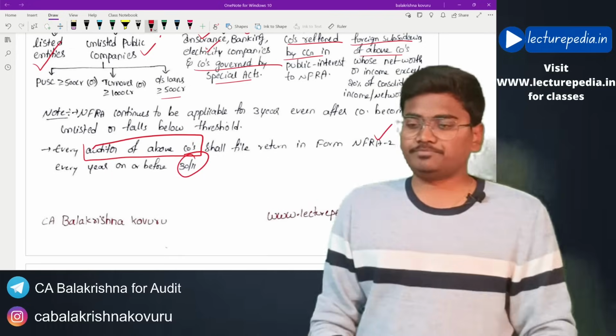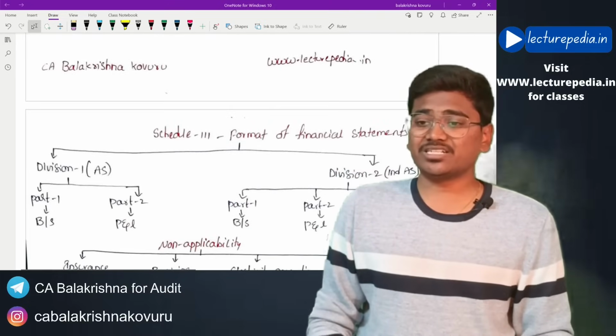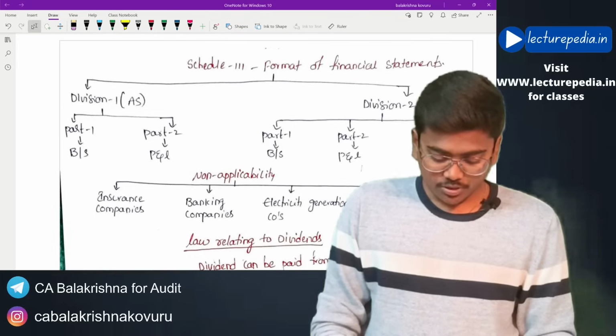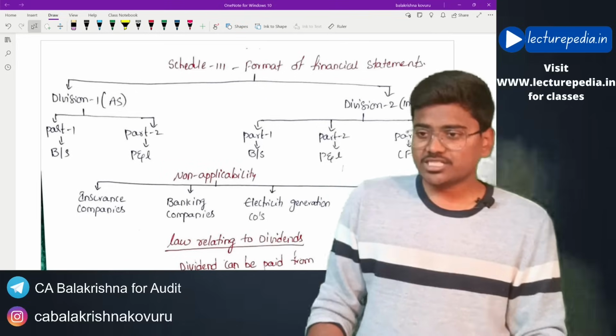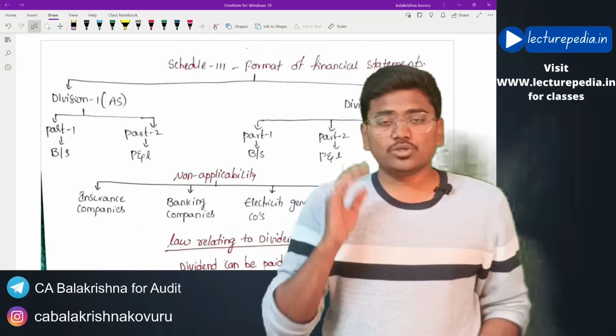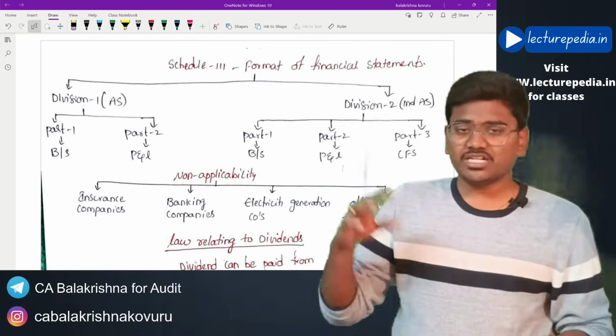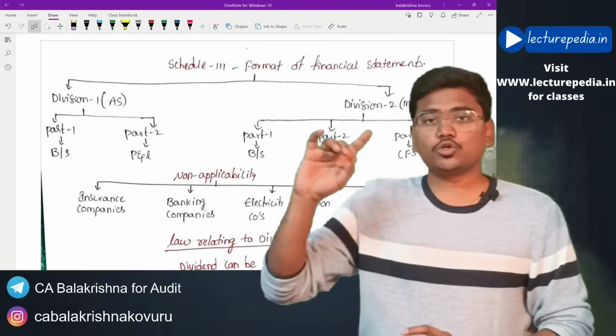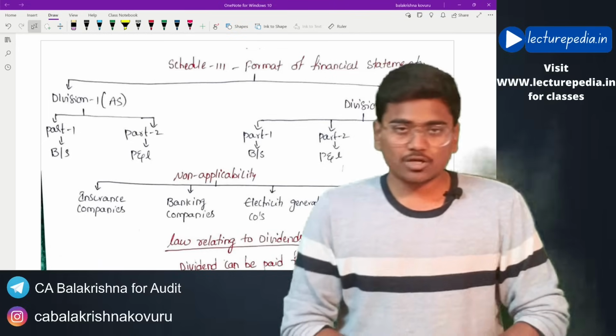Hope this is clear. These are the provisions related to NFRA. Next, moving through Schedule 3. Basically, Schedule 3 speaks about the format of the financial statements. In Schedule 3, we have two divisions, Division 1 and Division 2. Division 1 speaks about accounting standards, Division 2 deals with Indian accounting standards.